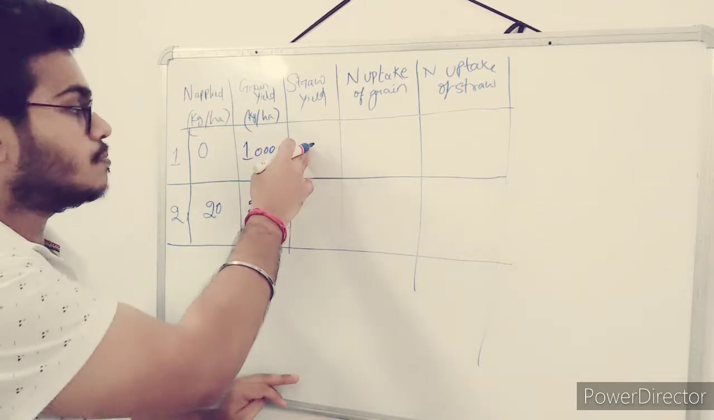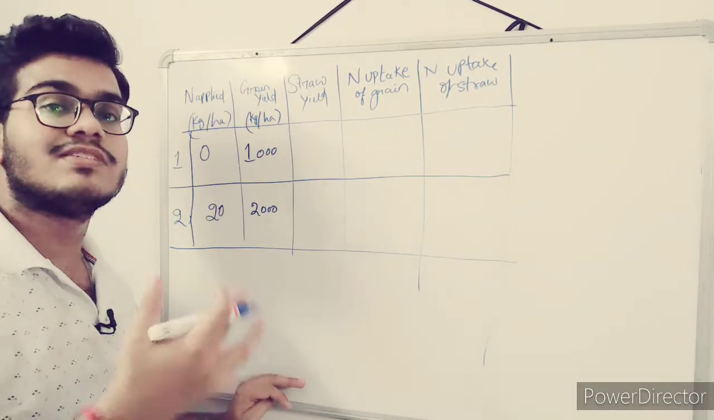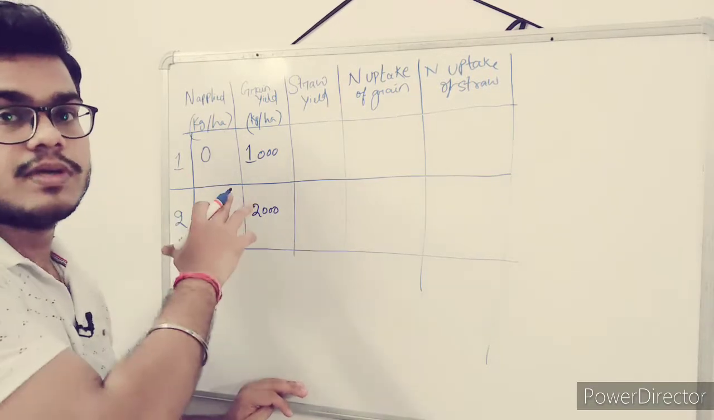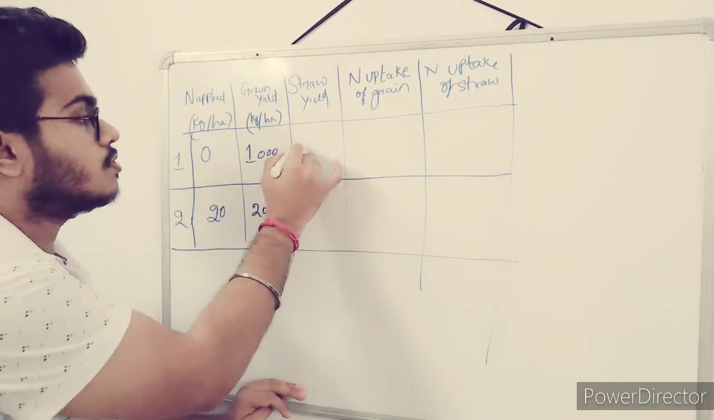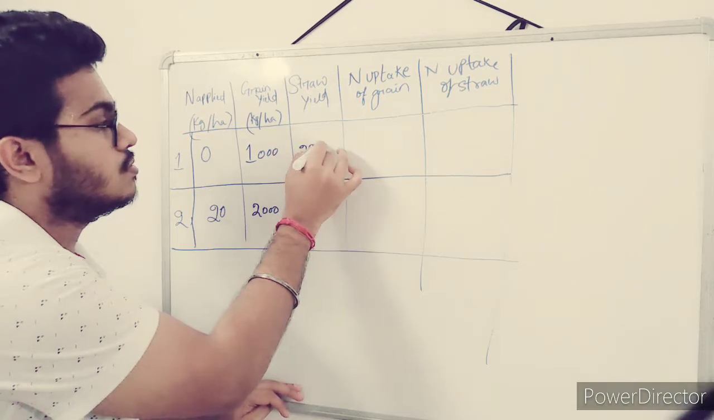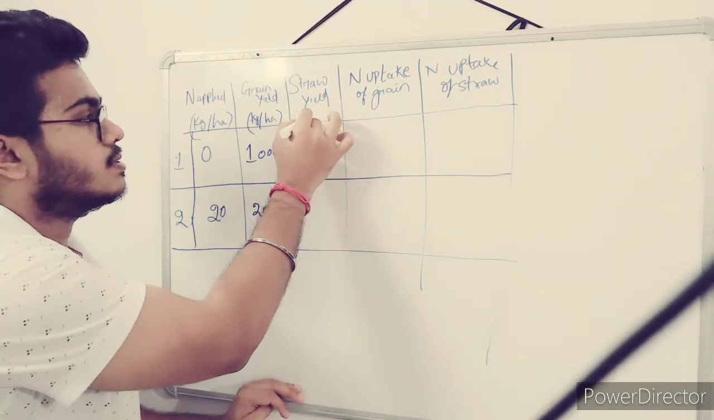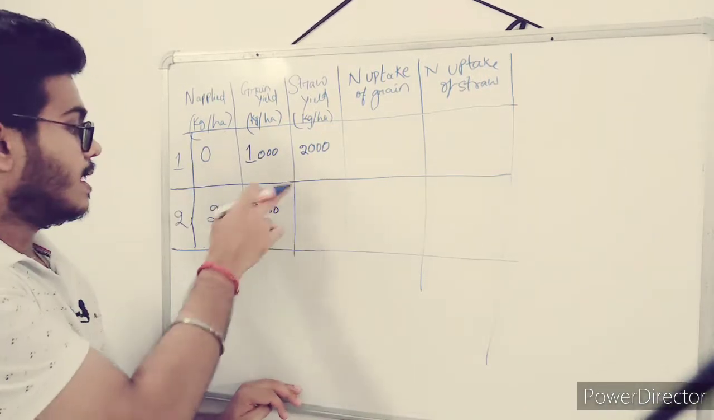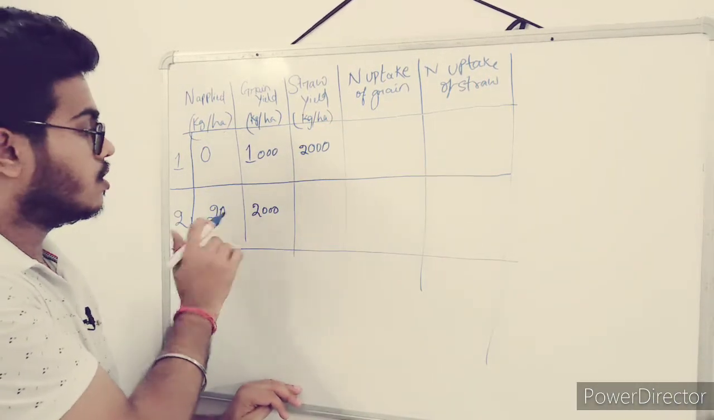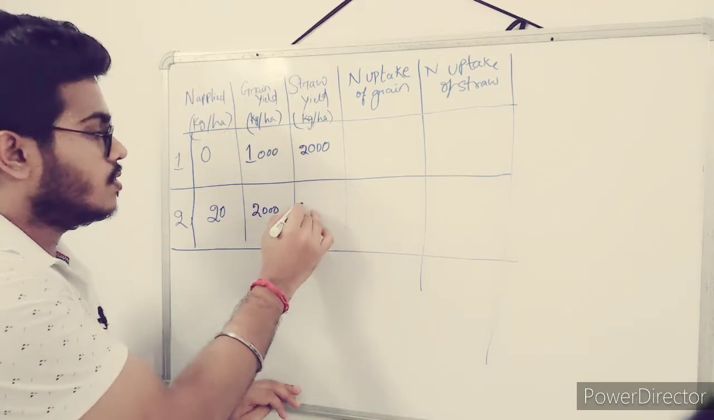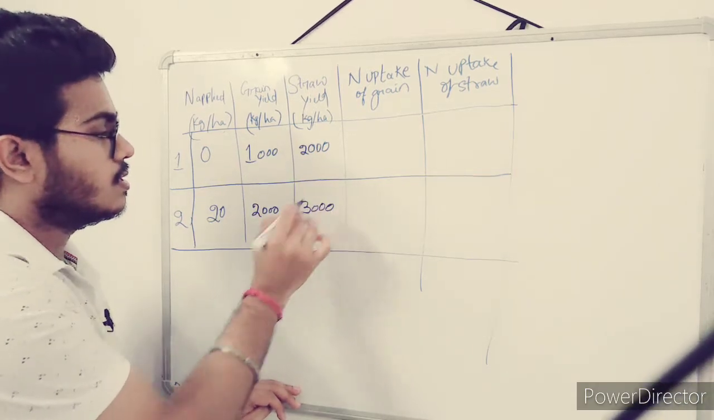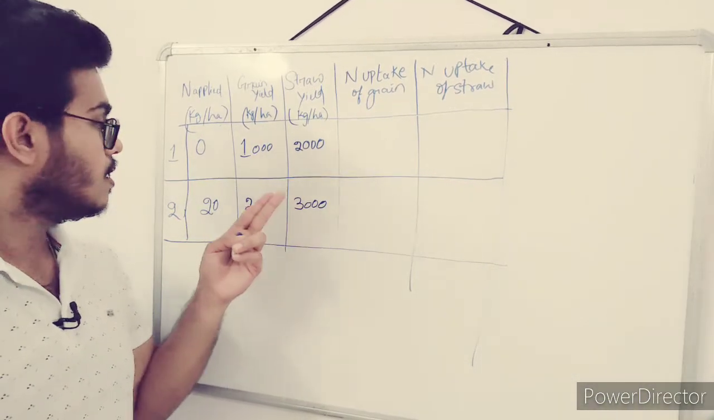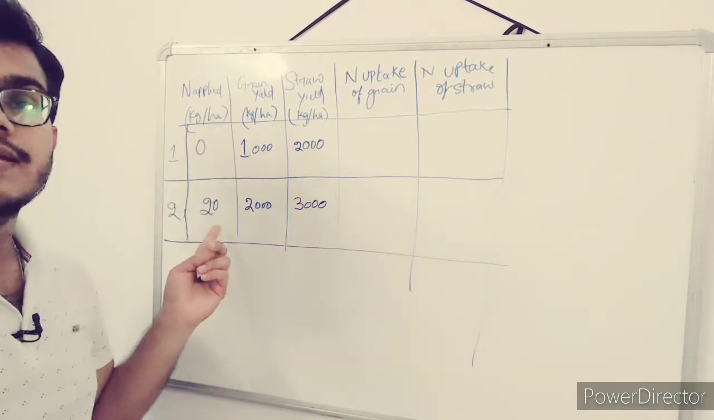In straw yield, generally the straw yield comes double the grain yield, so a greater amount of straw is generally obtained than grain yield. Suppose we have got 2000 kg per hectare of straw yield from the 0 plot, and suppose we have got 3000 kg of straw yield from the 20 kg application.